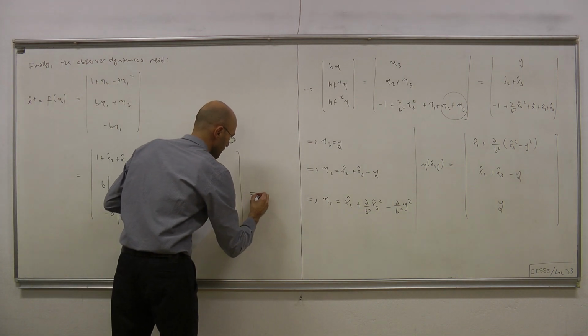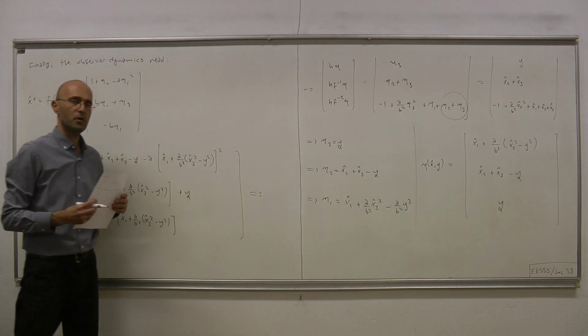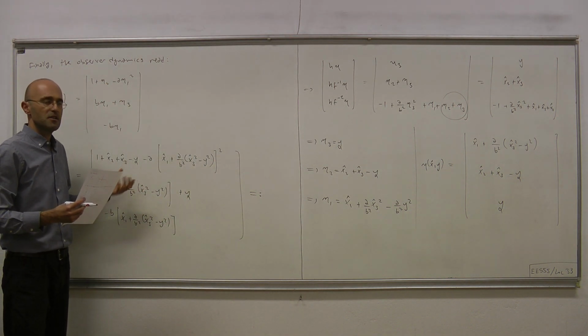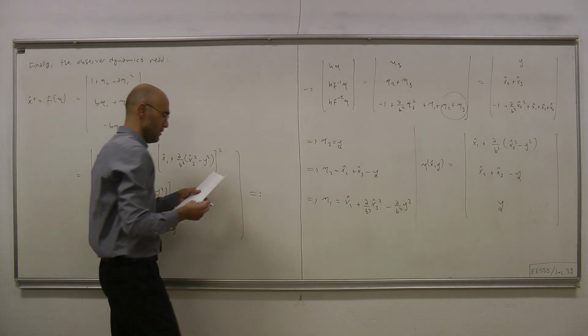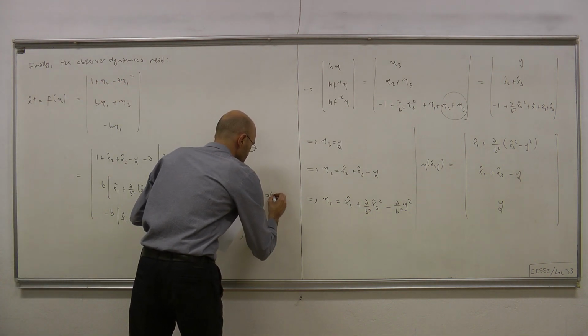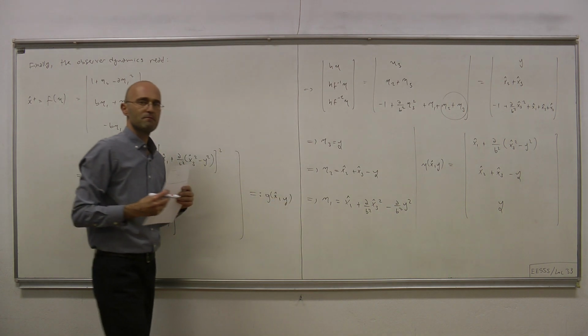And this chunk, although it looks complicated, doesn't bother us because the computer will do the computation at each time. This equals g of x hat, y.